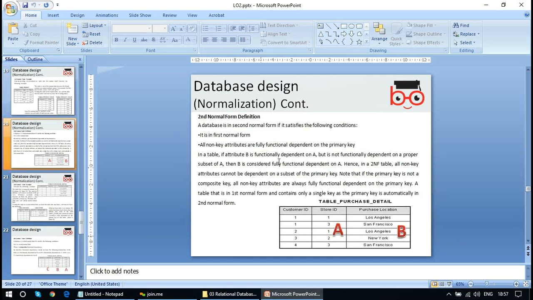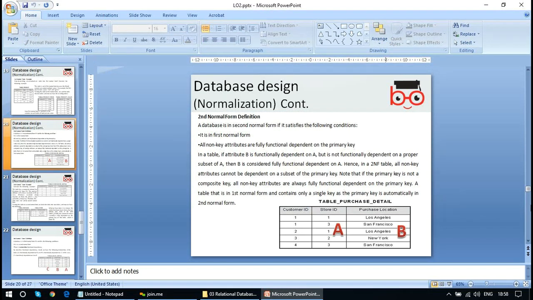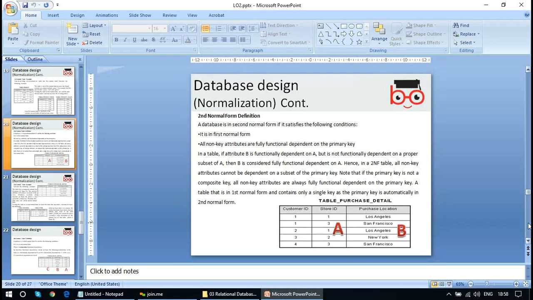Now, second normal form. Second normal form says a database is in the second normal form if it satisfies the following condition: it must be in the first normal form first, and then all non-key attributes are fully functionally dependent on a primary key. Theoretically it might be difficult, so let us go to the example directly and then you will understand.